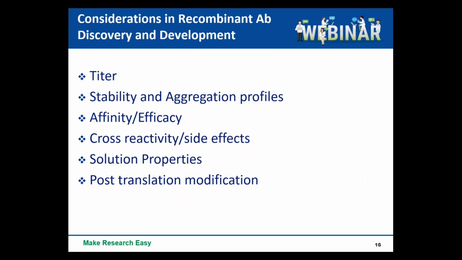So one thing is titer. There is a good correlation between the results of transient expression to the downstream stable cell line development. And so starting with a high titer molecule could lead to better success rate downstream. And then of course we also need to consider the affinity and efficacy again. And there are other factors such as stability and aggregation profile, solution properties, and post-translational modification.